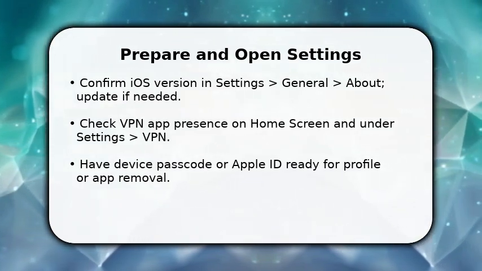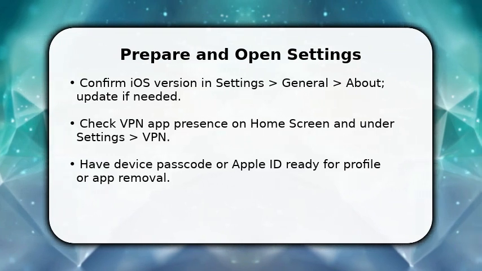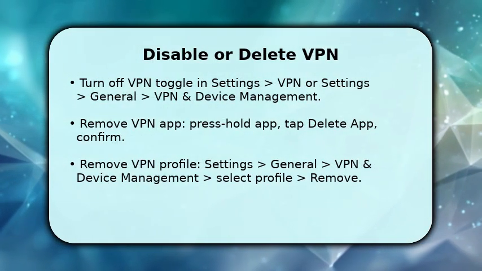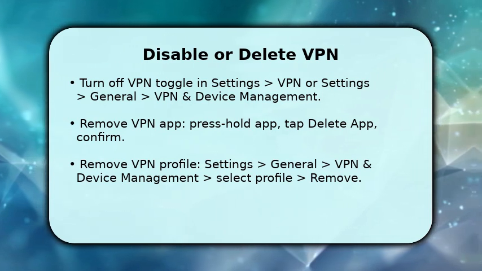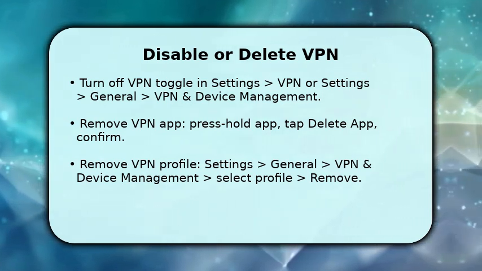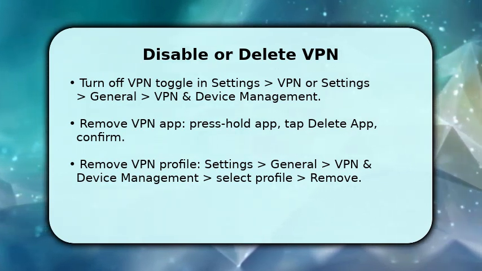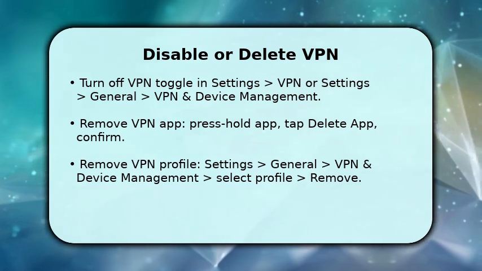Now disable the VPN. Go to Settings VPN and toggle the connection off. If you don't see that, open Settings General VPN and Device Management to locate profiles. If an app controls the VPN, press and hold its icon, choose Delete App and confirm, because removing the app often clears the persistent status icon.